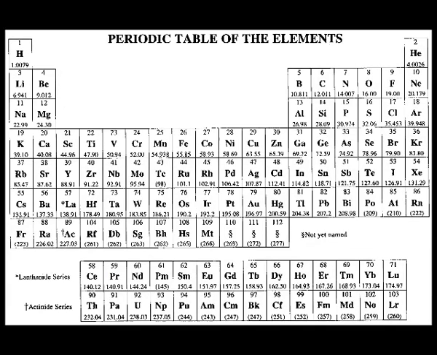The elements are arranged in the periodic table according to certain properties. In 1869, a Russian scientist, Dmitry Mendeleev, first proposed this arrangement. It didn't look exactly like it does now. The periodic table can tell us certain things about the elements.